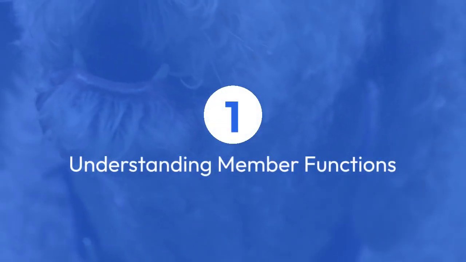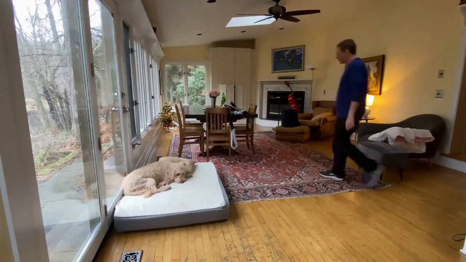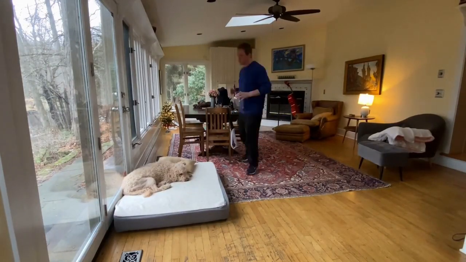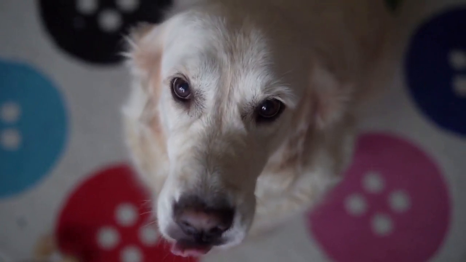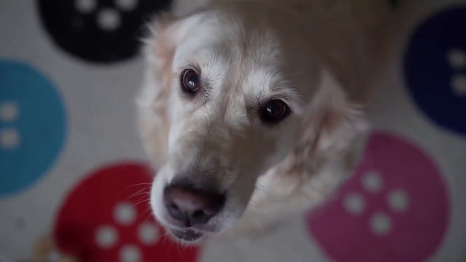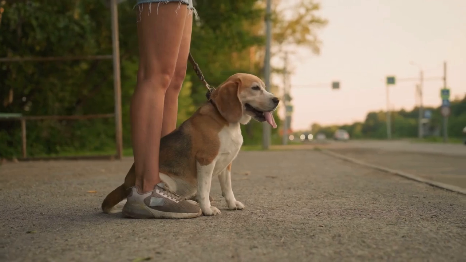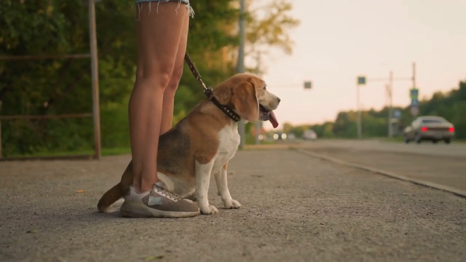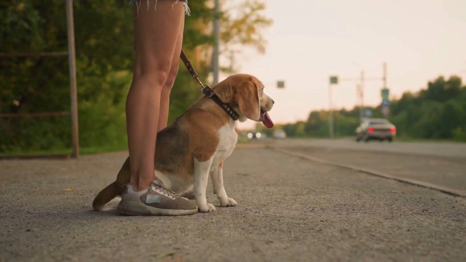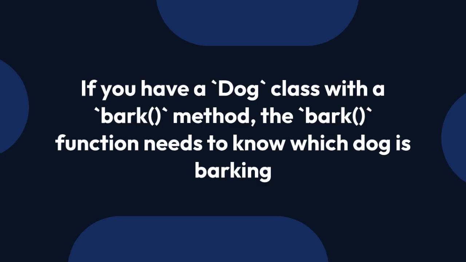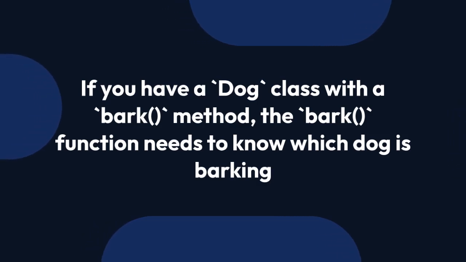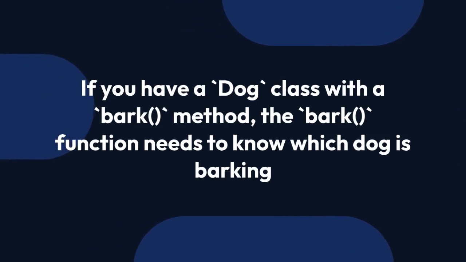1. Understanding member functions. A member function is a function that's defined within a class. Non-static member functions implicitly receive a hidden pointer, often called this, to the object they are called upon. This pointer allows them to access and modify the object's member variables, data. For example, if you have a Dog class with a bark method, the bark function needs to know which dog is barking, hence the need for the object.